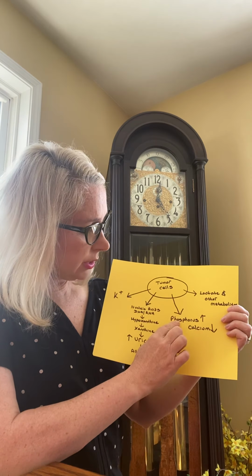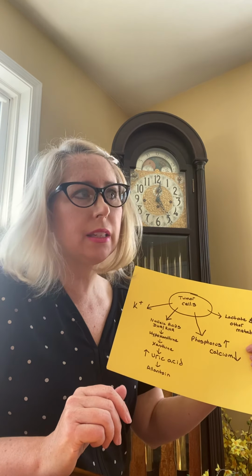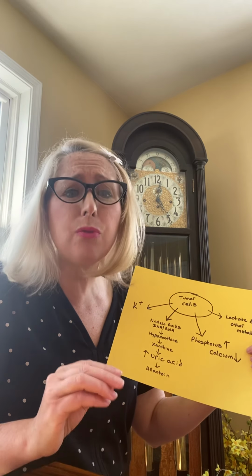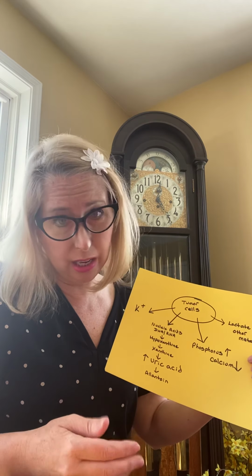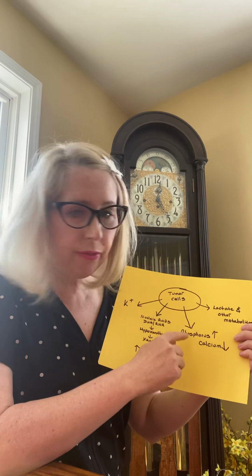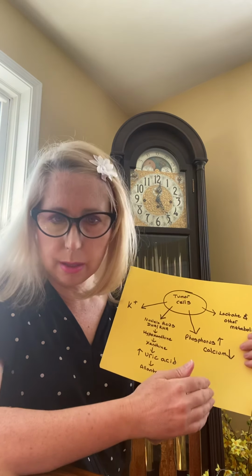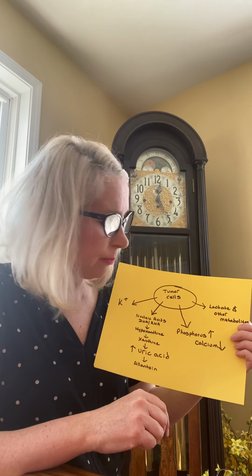Then I have phosphorus here, that phosphorus that's inside the cell. And one thing to keep in mind is that malignant cells have like 4 times as much phosphorus inside of them as a typical cell does. So that's really important to keep in the back of your mind. As that phosphorus goes up, the calcium is going to come down. They have an inverse relationship. We're going to talk a little bit more about that too. Okay.